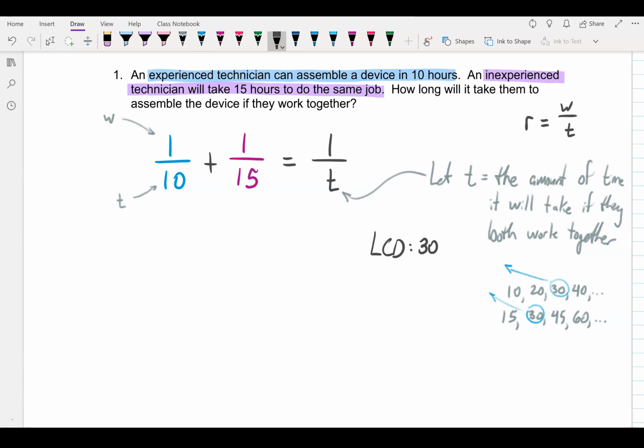What variable do we have? We have no t's, 1 t. So let's go ahead and put that in the LCD. And you multiply everything by that, right? The previous topic told us that we need to multiply the LCD by everything.